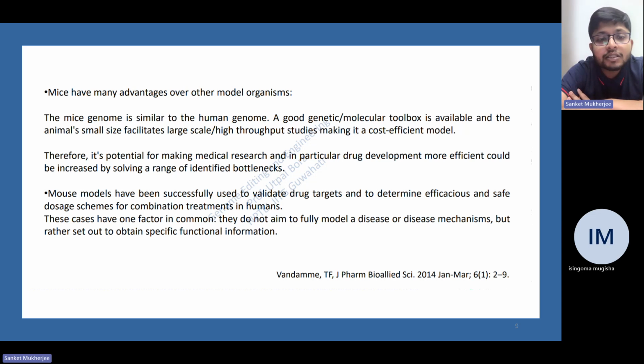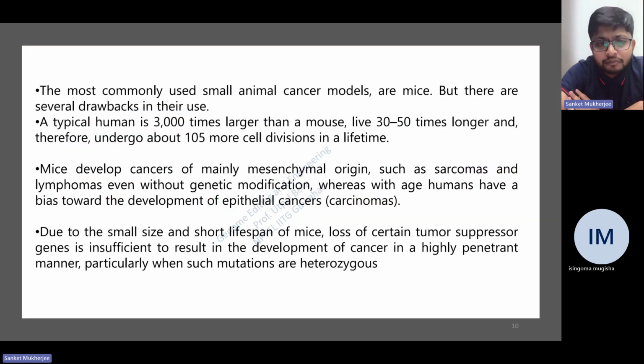Mouse models have been successfully used to validate drug targets and to determine efficacious and safe dosage schemes for combination treatments in humans. These cases have one factor in common. They do not aim to fully model a disease or disease mechanism, but rather set out to obtain specific functional information. So, the most commonly used small mammal animal in cancer models are also mice, but there are several drawbacks.